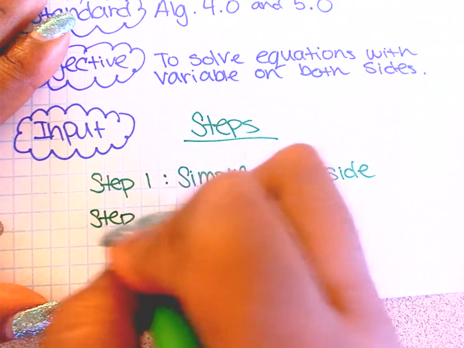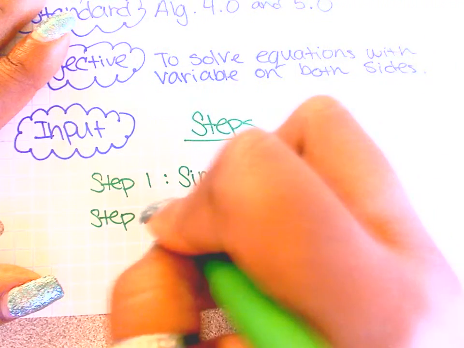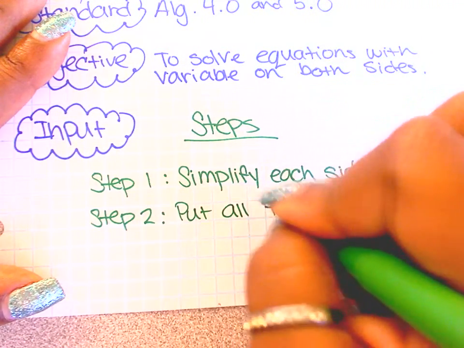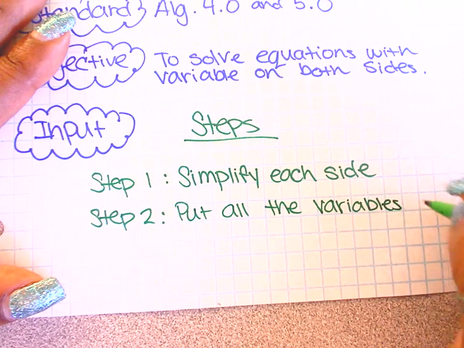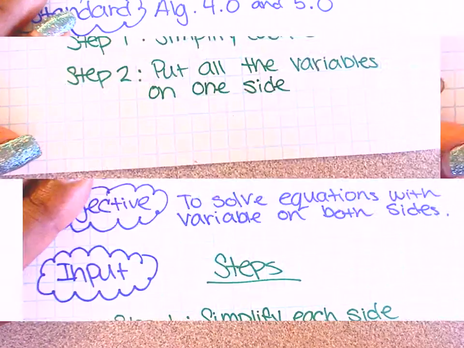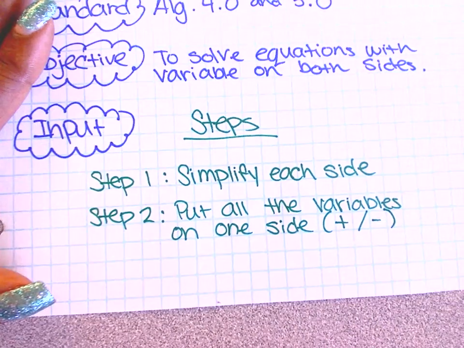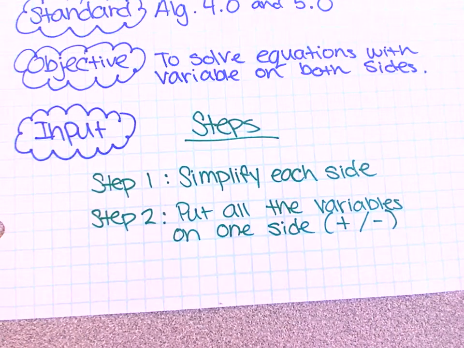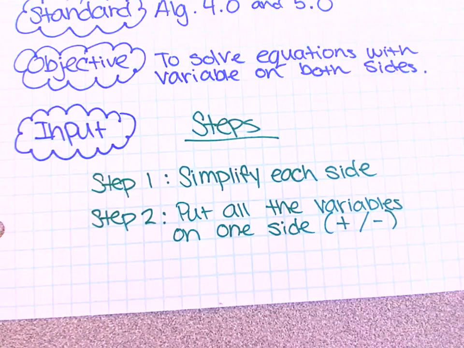Step number 2 is you're going to put all of the variables on one side. And to do that, you will use addition or subtraction. So if you want to get positive 3n to the other side of the equal sign, you will subtract it on both sides. If you want to get a negative on the other side, you will add it to the other side.